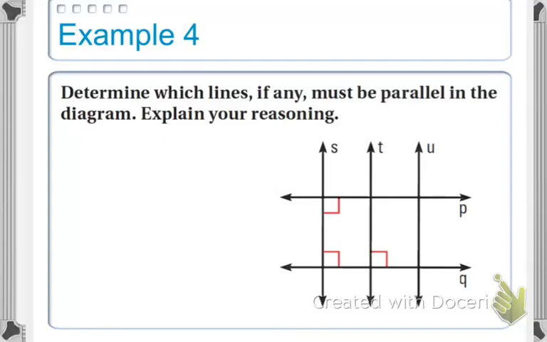Here's example 4 from section 3.6. Determine which lines, if any, must be parallel in the diagram. Explain your reasoning. So we've got to remember some of our parallel line rules, but we also got some perpendicular lines. And so I'm going to start with line S as a transversal.